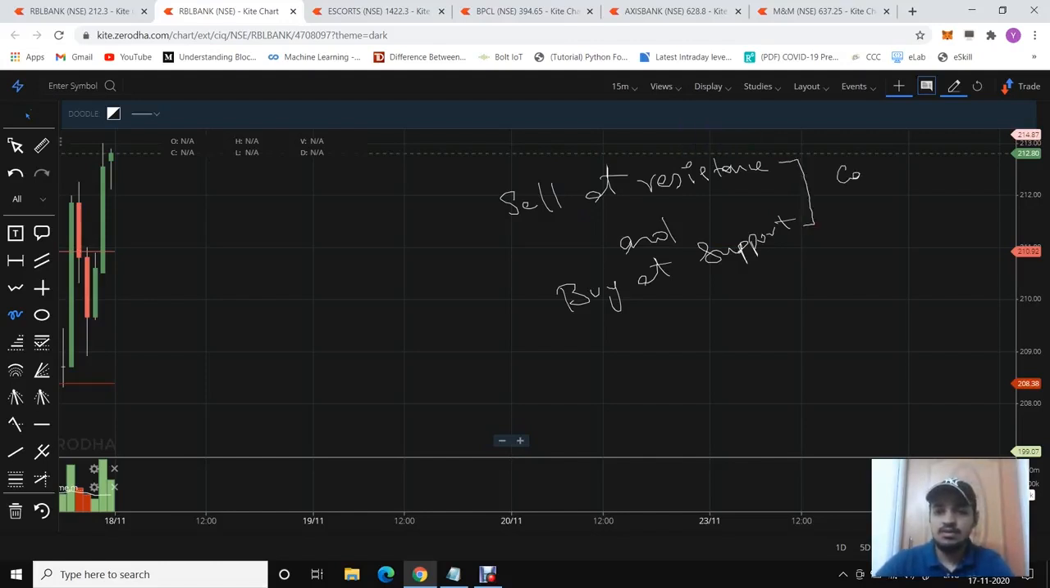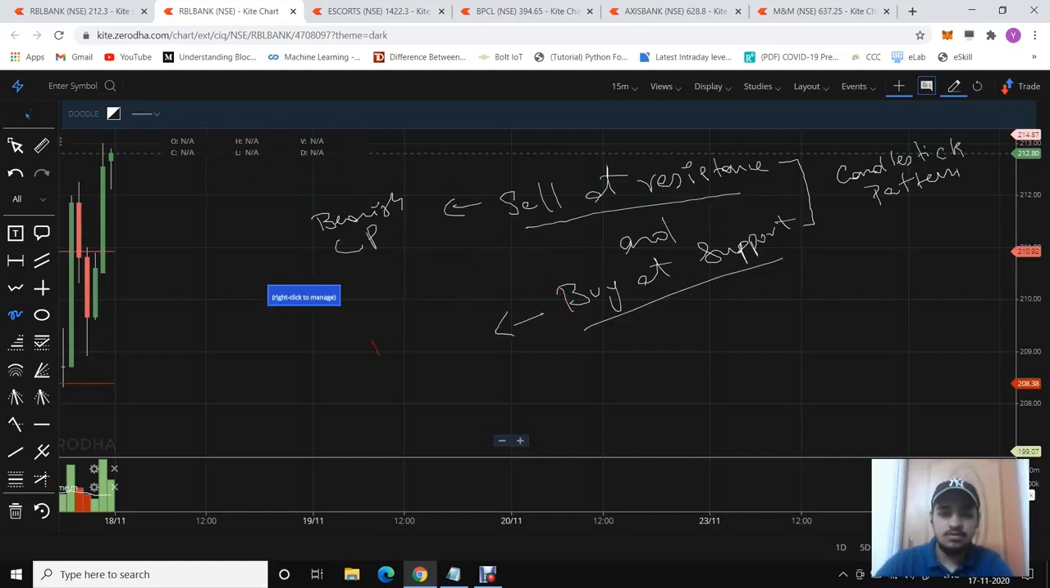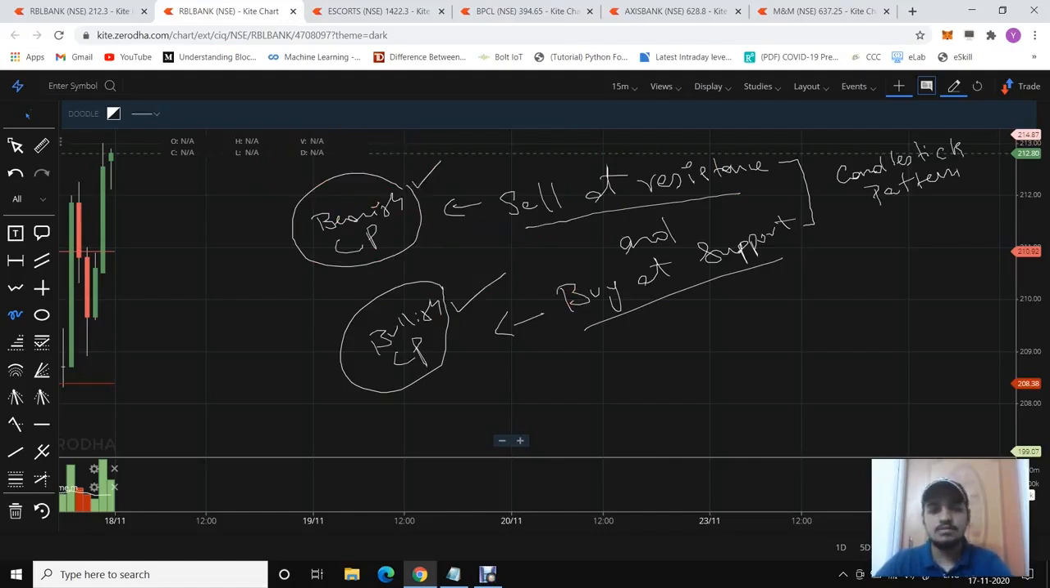We wait for a candlestick pattern. Okay, so in the case of selling at resistance, we wait for a bearish candlestick pattern. Okay, and in the case of buying at support, we wait for a bullish candlestick pattern. Okay, so at resistance we wait for a bearish candlestick pattern, and at support we wait for a bullish candlestick pattern. And if we spot one, we go long in the bullish case, and short in the bearish case, after the occurrence of the respective candlestick pattern. Okay, fine. Now let's understand this with an example.